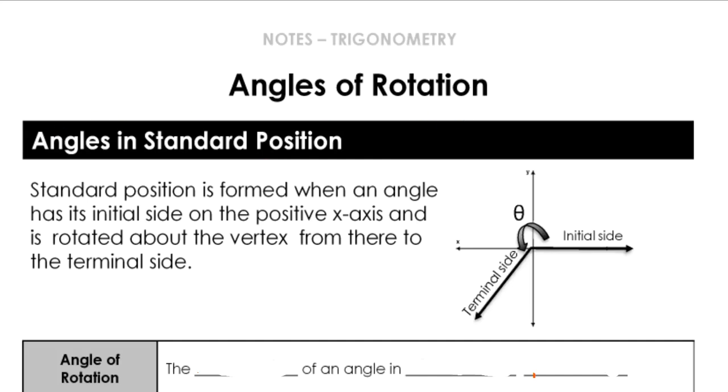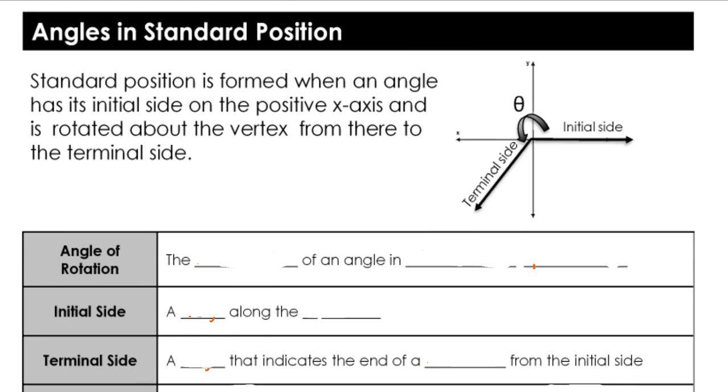Welcome back. Today we are going through lesson 13.2, which is all about angles of rotation. So we're going to take some of that trig we've talked about and apply it onto an axis. We're going to go through four basic things with angles of rotation. And the first thing we're going to talk about is what's called standard position.